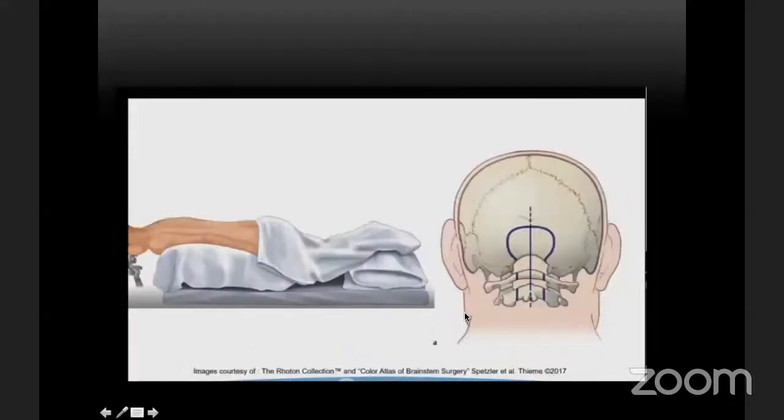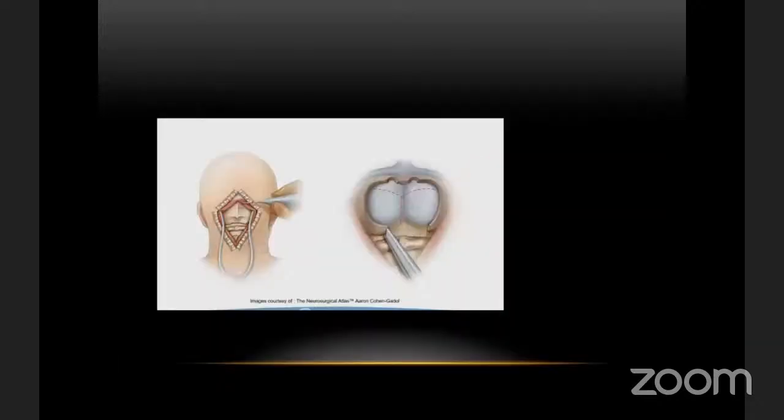So there are different positions when you're operating on a fourth ventricular mass. We usually do the Concorde position, but there are modified park bench, and you see people operating in a sitting position. So it depends upon the surgeon's preference. This is the standard craniotomy, starting from just above the inion, going all the way to C1, and very rarely C2. Then you open up the dura in a Y-shape fashion. Some people use a straight incision, depending upon the surgeon's preference.